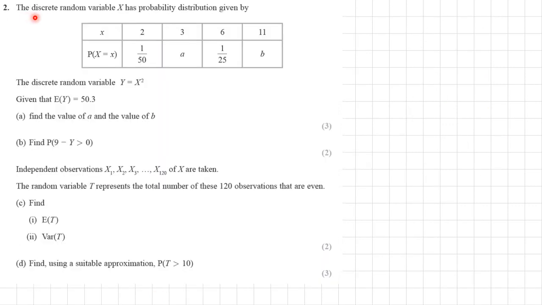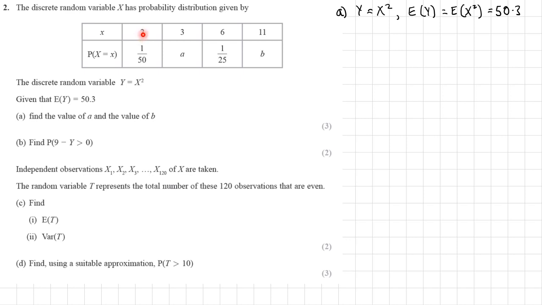Question 2. The discrete random variable x has this probability distribution here, where the outcomes are 2, 3, 6 and 11, and the probabilities are 1 over 50, A, 1 over 25 and B respectively. The discrete random variable y is equal to x squared. Given that E of y equals 50.3, part A, find the value of A and the value of B. Now, since we have y is equal to x squared, that means that E of y is equal to E of x squared. And we're told that that's equal to 50.3. So we know how to work out E of x squared.